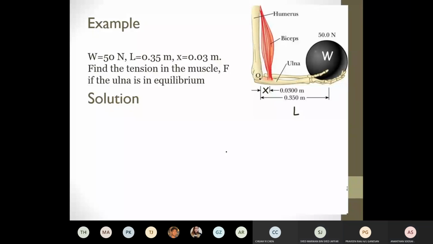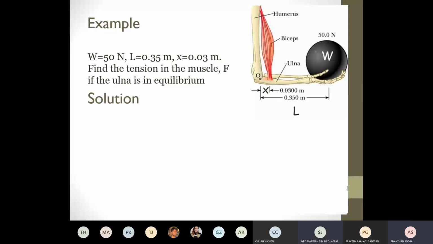1 minute for you. Now, a real-time, real-life application. Your arm has the biceps and the ulna. You are holding, let's say, an object, a ball, which weighs 50 Newton. Our body is also mechanical. The pivot is at this joint of the bone. The muscle is going to pull up so that your ulna is horizontal. So this is totally an equilibrium system.